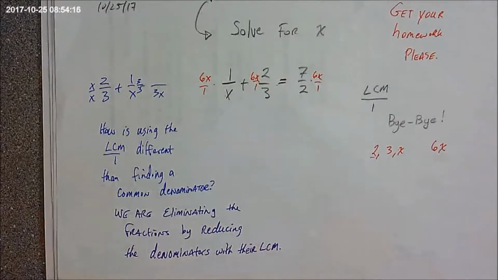So we're multiplying by the lowest common multiple, and those things are reducing. The denominator and the lowest common multiple, they will always reduce, because the denominator is a factor of the LCM. So that's why it always reduces, and then it just goes away, and then you're just left with an easy equation to solve.